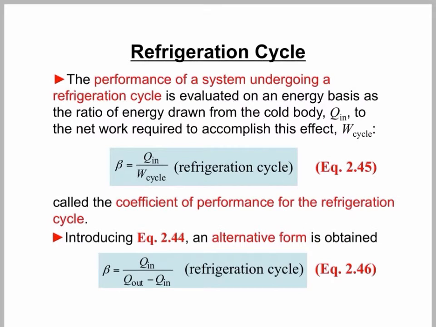The efficiency, or in this situation, our coefficient of performance, beta, that we use for a refrigeration cycle is defined as the Qin. Once again, what is the Qin? It is the amount of heat that is being transferred from your refrigerator or the ice box into your system, relative to the amount of energy that you also have to add to the system.